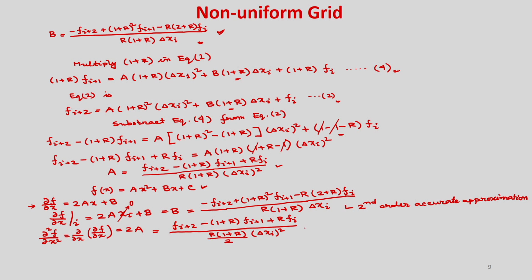Okay. So, this is the approximation of del 2 f by del x square at point i, and if you see, the order of approximation is first order accurate approximation. Okay. And similar relations for backward and central difference approximation may be obtained by this procedure.